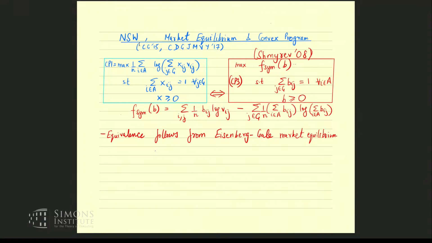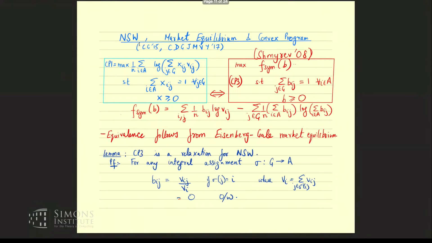Well, that doesn't bias anything, but at least let me try to convince you that it's a relaxation again. So, for example, what is a feasible B? What is a feasible B for an integral assignment?